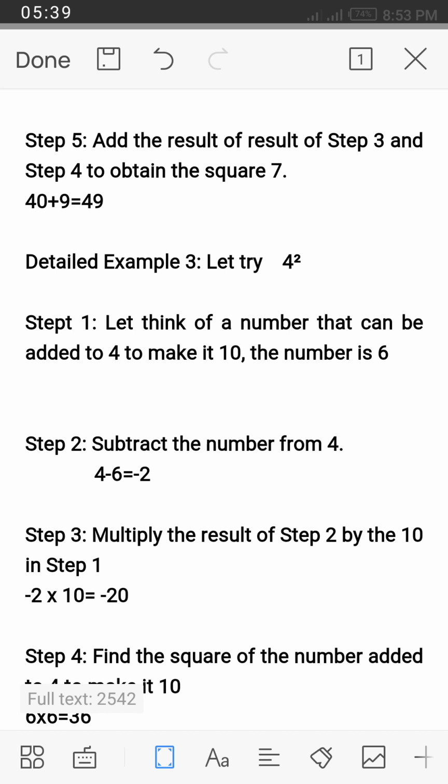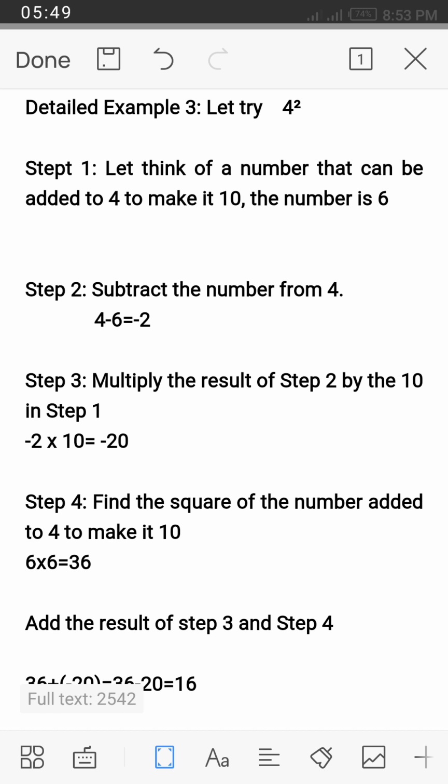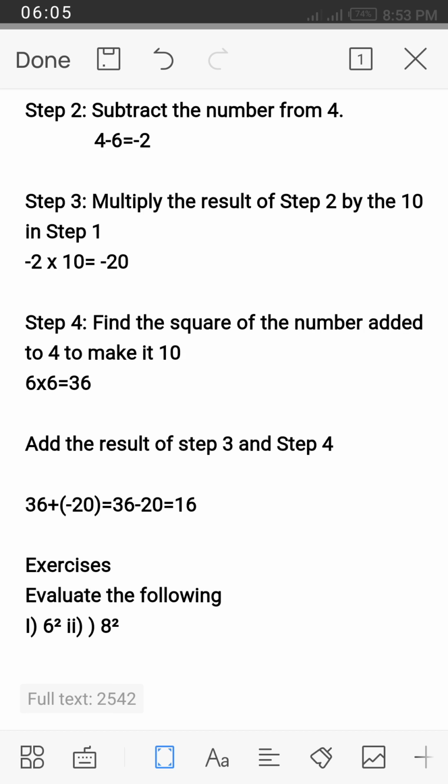Once we obtain that minus 2, we multiply it by 10. Minus 2 times 10 gives us minus 20. Then step 4, let's find the square of the number added to 4 to make it 10, which is 6. 6 square, 6 times 6 is 36. When you add 36 plus minus 20, that is 36 minus 20, and eventually our answer is 16. So we know that 4 square is 16.